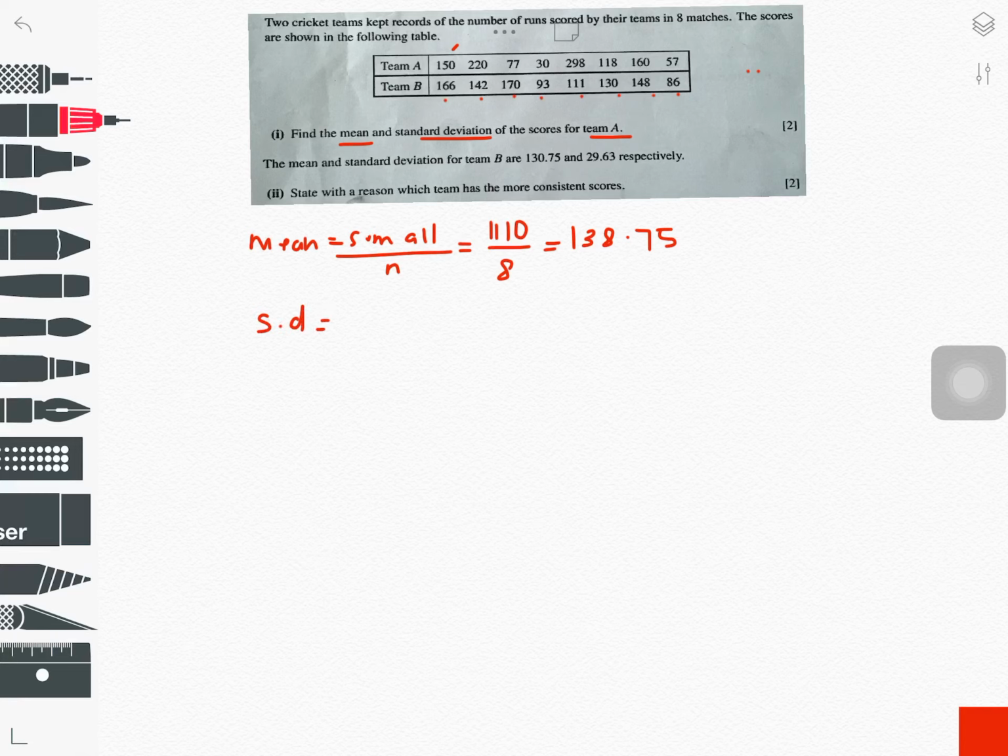Standard deviation, how do you do this? Square root of your n minus your mean value, you square it. Mean and then bracket square. Okay, what are you writing here? Sum of your data. Let's say your data is x, but you have to square first. You do this first and then sum them up.